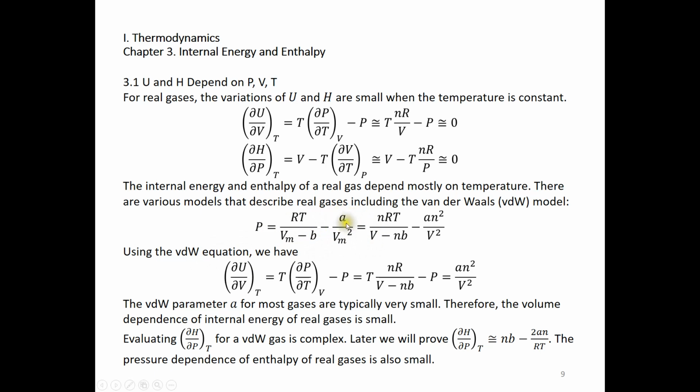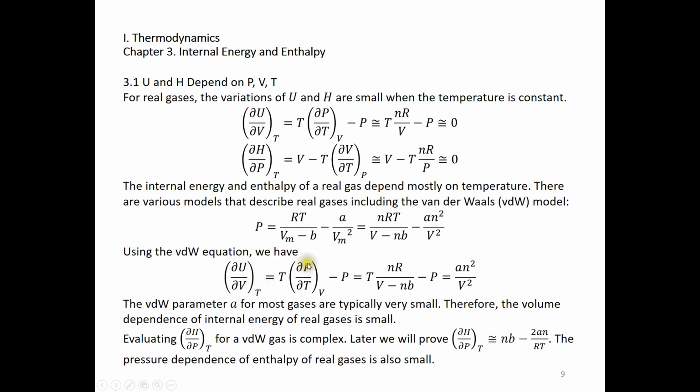a denotes the attraction between the gas particles. So we have two additional parameters. And also we can multiply the top and bottom by n over here, and for this term we multiply the top and bottom by n squared. So we have this. Now using this Van der Waals equation, we can again evaluate delta U over delta V.